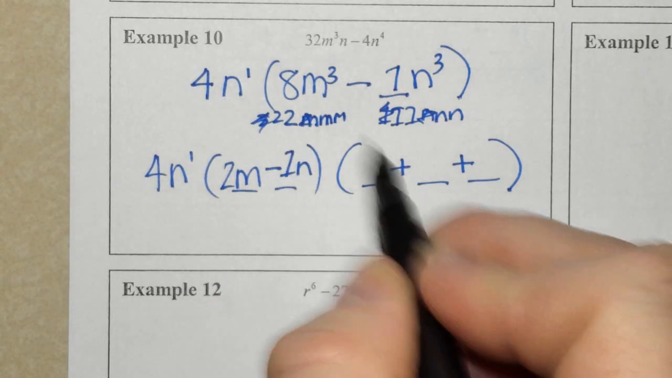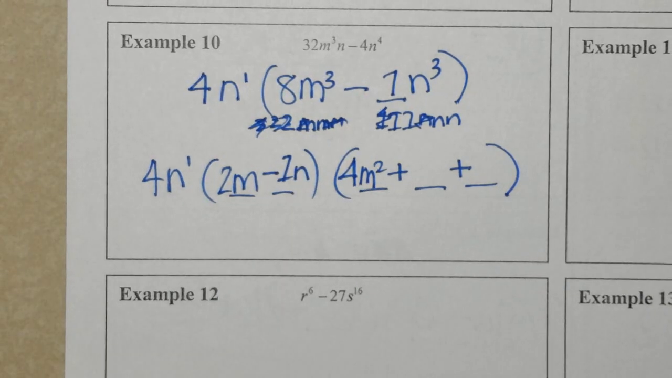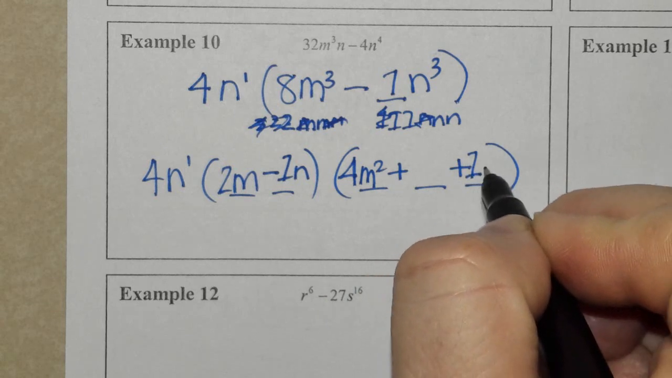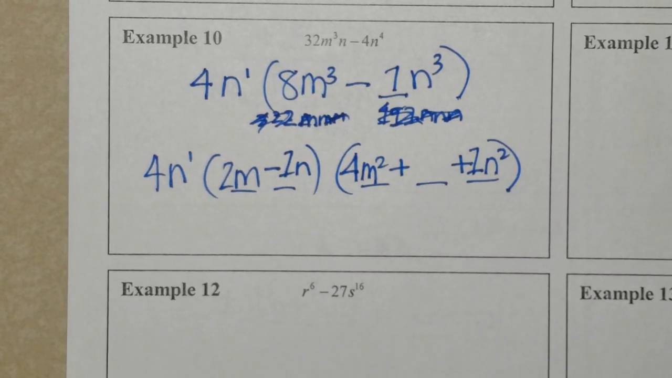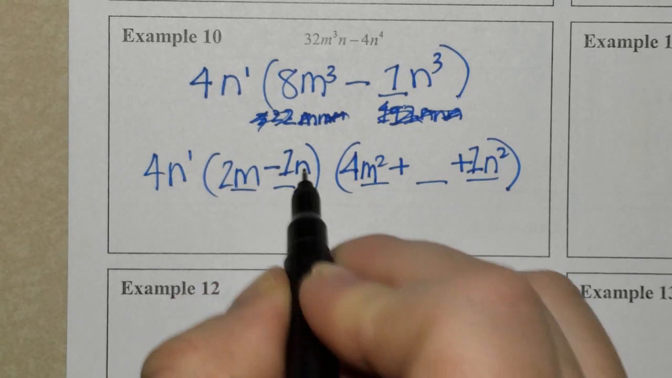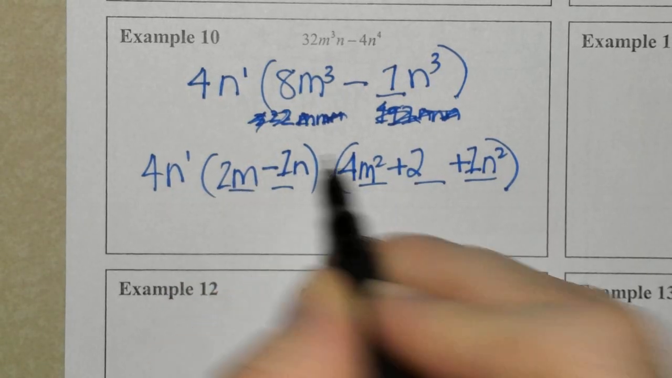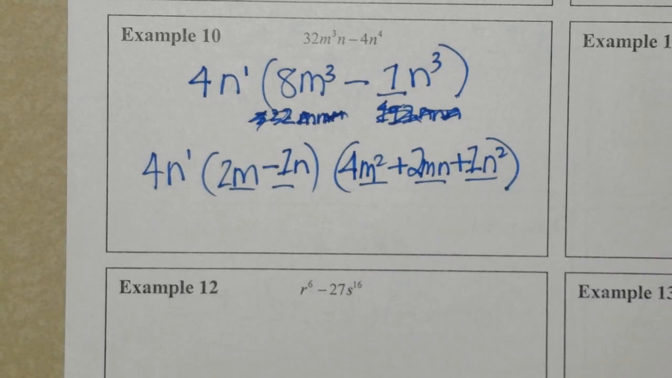Back to the front, 2 times 2 is 4, m times m is m squared. In the back, 1 times 1 is 1, and n times n is n squared. In the middle, 2m times 1n. Well, I know 2 times 1 is 2, and m I'm going to push together. And we generally write them in alphabetical order, so m before n.